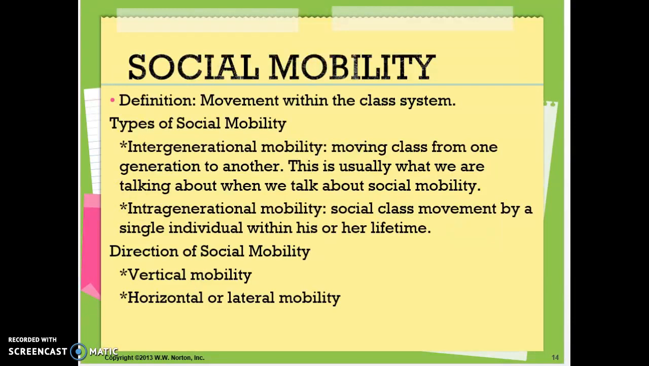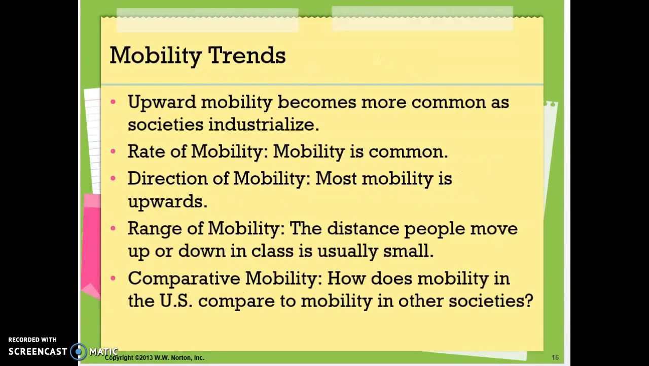So let's talk about mobility trends. So upward mobility becomes more common as societies industrialize. And that is because education becomes more accessible and movement is possible. There are more opportunities available in the shift from an agrarian society.